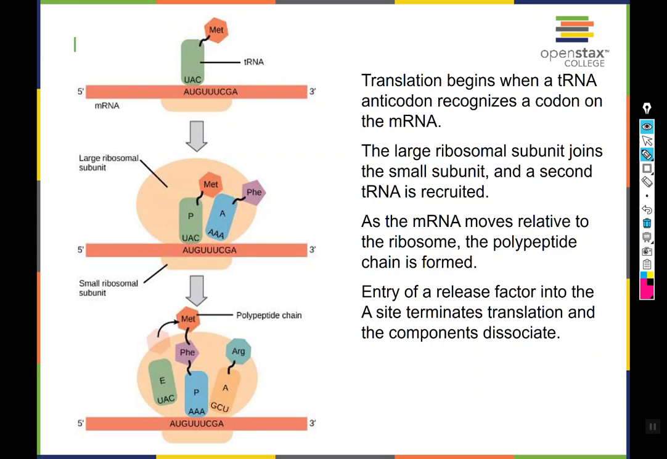So let's move on here. The entry of a release factor into the A site terminates translation and the components dissociate. There are a variety of release factors and they are coded for by the stop codon. Once the ribosome encounters the stop codon, the release factors come into play and the whole ribosome basically dissociates. So that's what's happening there.